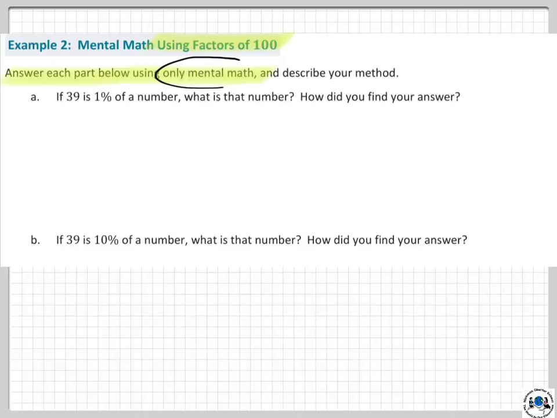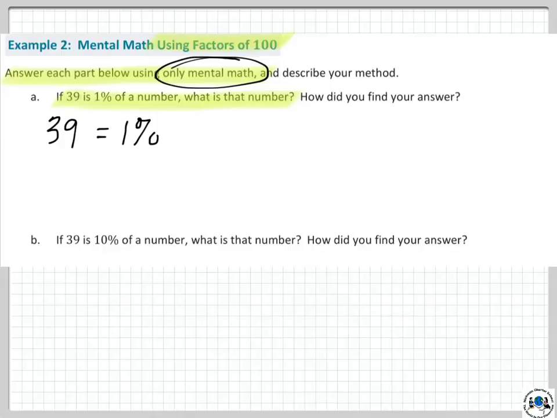Okay, we're back. Here we go. Answer each part below using only mental math. All right, so if 39 is 1% of a number, what is that number? Hopefully there were some of you that found this very easy, but let's look at it again, just thinking about it, mental math.